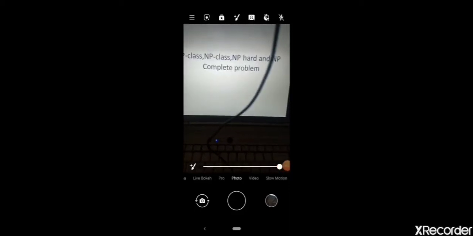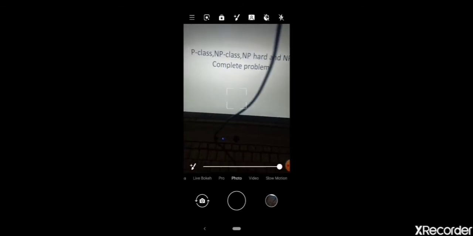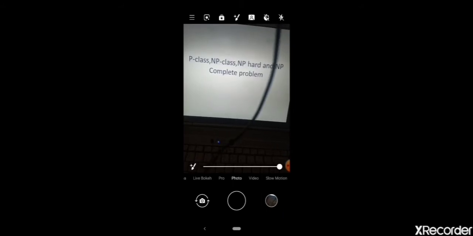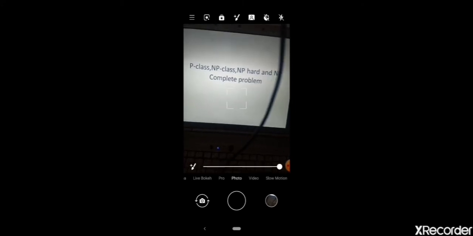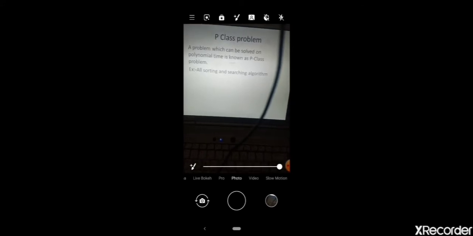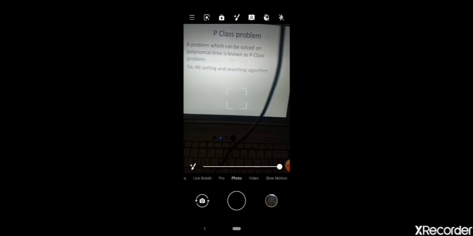Today, we will discuss a very important topic in our design and analysis of algorithms, that is P class, NP hard, and NP complete problems. Basically, when a problem is given, we need to find an algorithm, that means its solution. That algorithm can run either in polynomial time or in non-polynomial time. So let us see what the polynomial class problems, that means P class problems, are. The problems which can be solved in polynomial time are known as P-class problems.